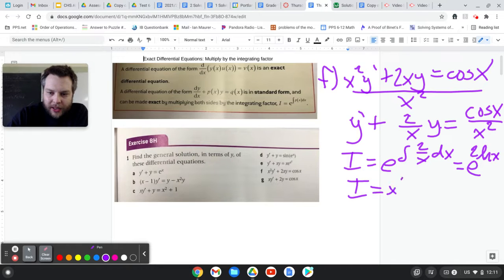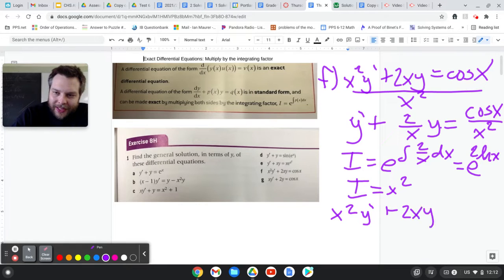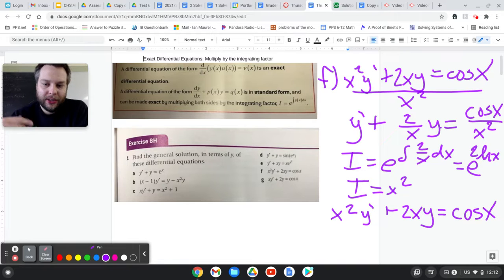And that's really nice because multiplying by x squared is going to clean up the right-hand side of the differential equation. So let's multiply everything by x squared. And we ironically get back to the beginning. x squared y prime plus 2xy equals cosine x. So that was sort of a useless thing that we did, but I wanted to put it into standard form, multiply by the integrating factor. Turns out we get back to the original problem.